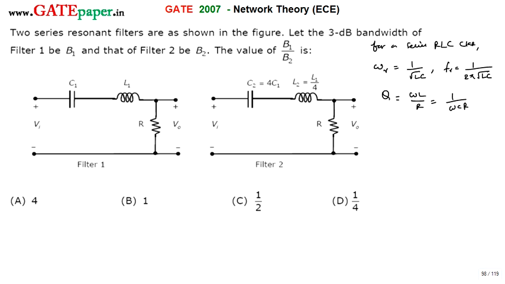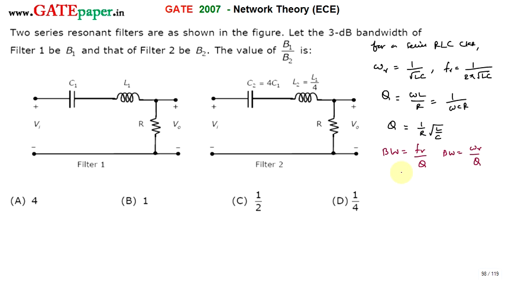Reactance by resistance gives the quality factor for a series resonant circuit. If you use omega as 1 by root LC and substitute it in either of these Q equations, Q will be 1 by R times the square root of L by C. Now bandwidth is defined as FR by Q, or omega bandwidth is equal to omega R by Q.